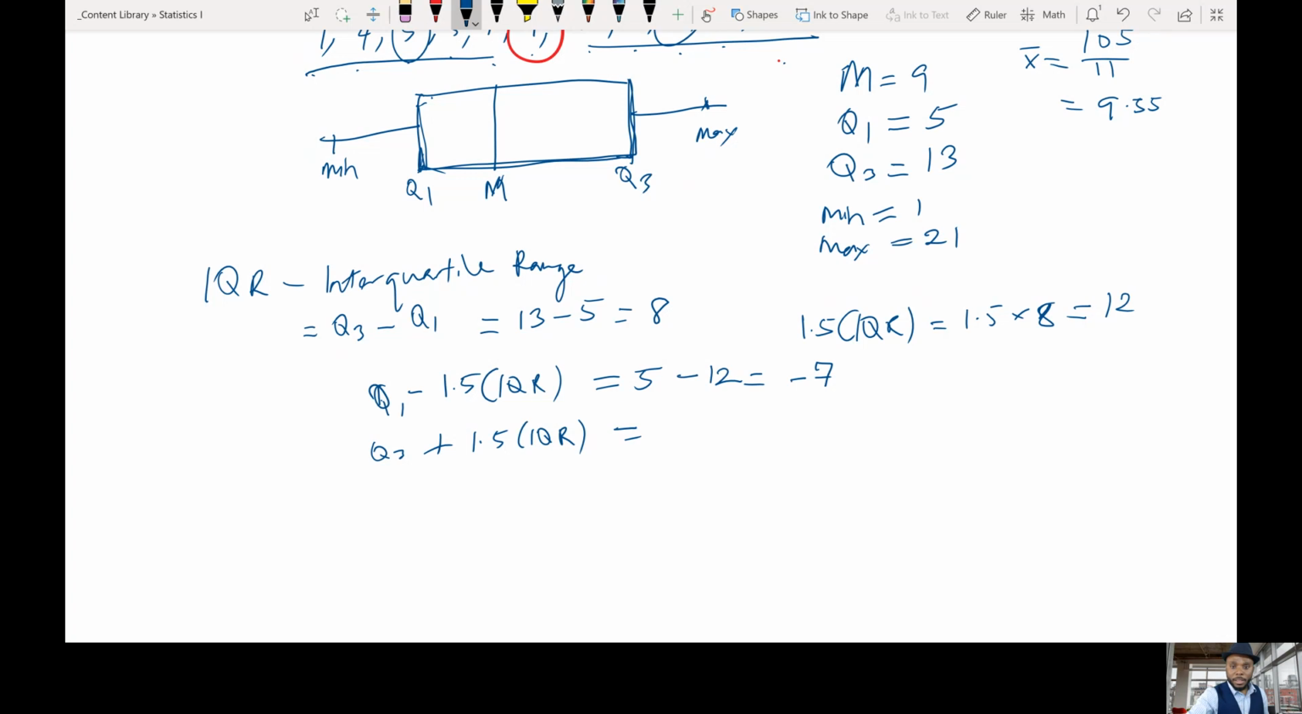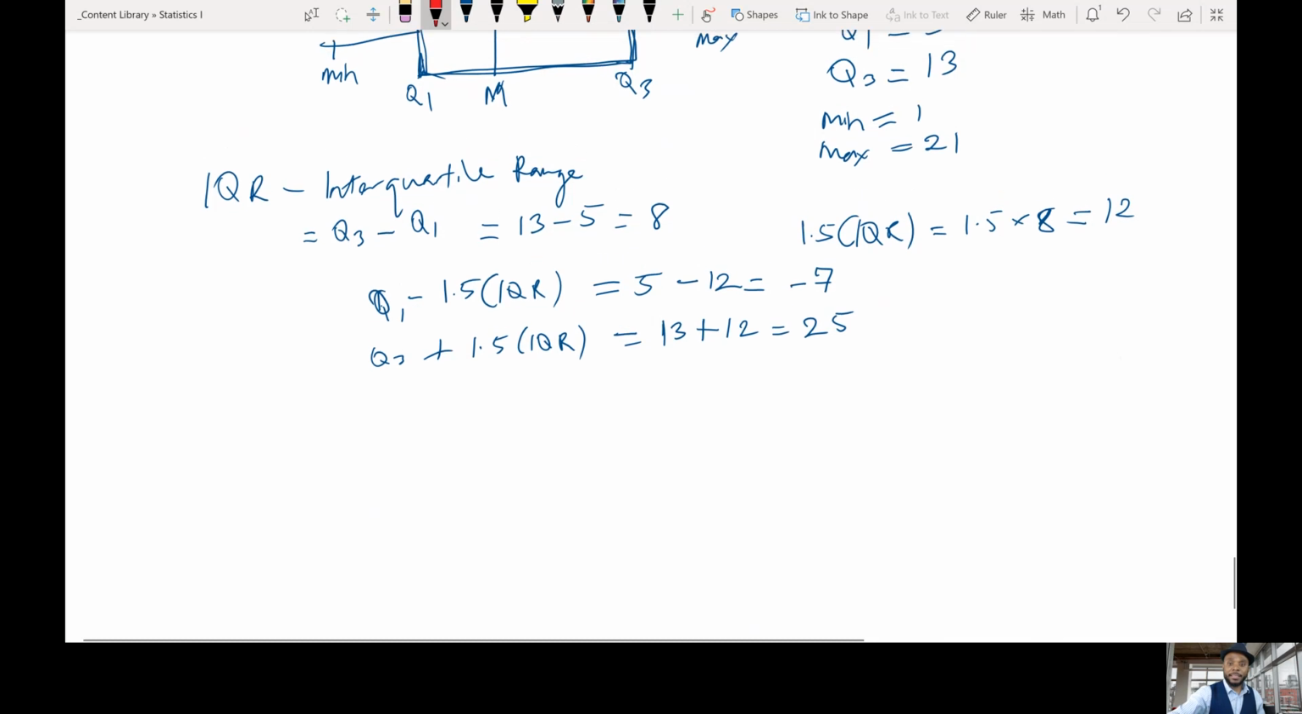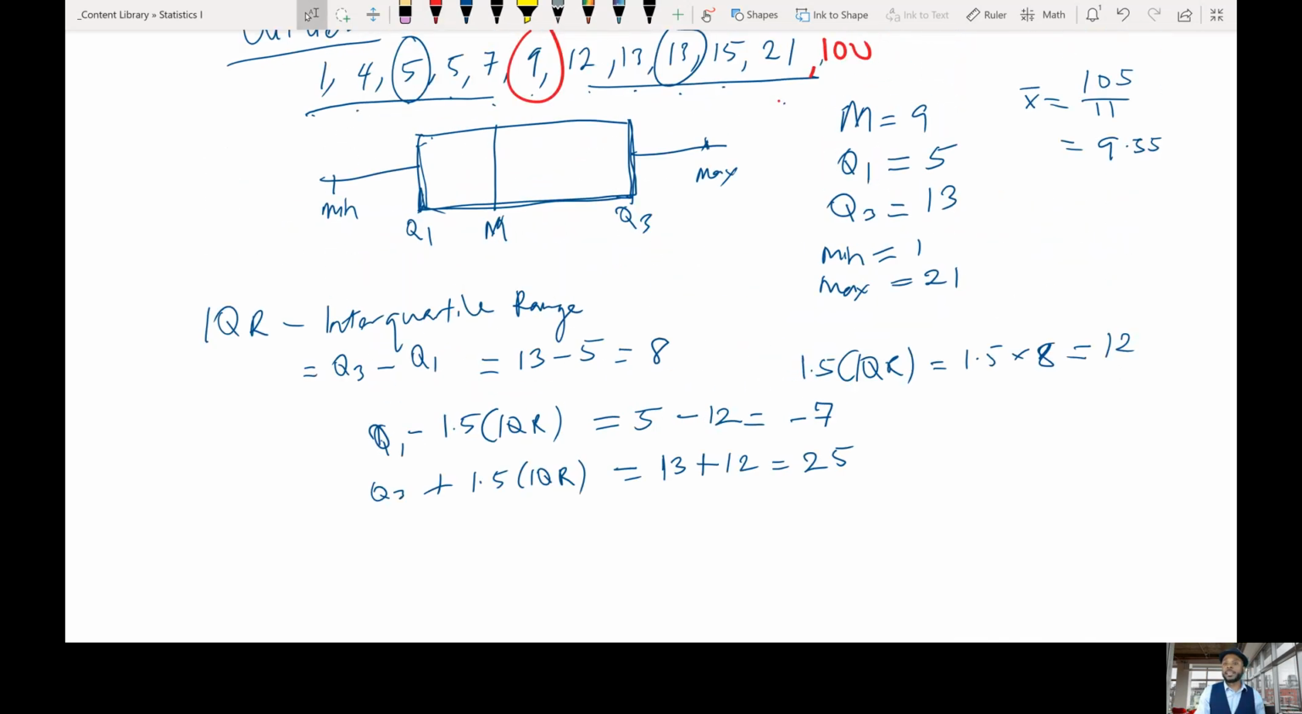Now towards the right, Q3 is 13. 13 plus 12 is 25. As I also said, most likely there's no outlier in this data set because there's no number greater than 25. However, if you introduce a number, say 100, to the right, of course, the mean will be much greater because this is clearly an outlier. And the median will still be close to the previous median because the median is not affected by an outlier. So I will leave this for you to try yourself and see if the 100 is an outlier.